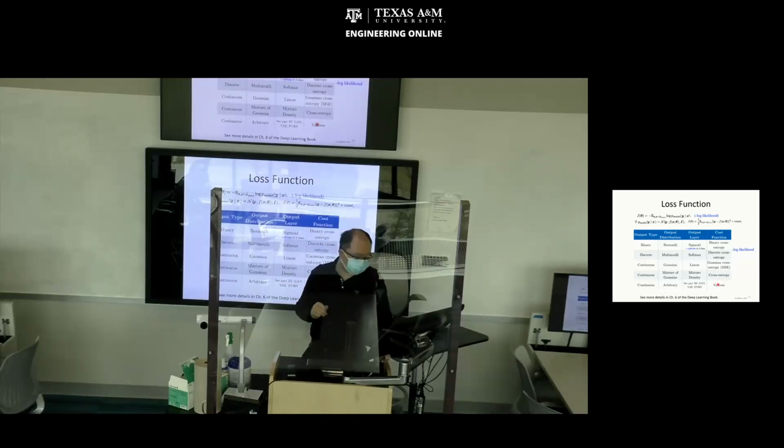So if you want to look into more details, you can look into the deep learning book, whose electronic version is available online. It's in chapter 6. So I think some of you should know what is the cost function in generative adversarial networks. Anyone? What is the cost function?